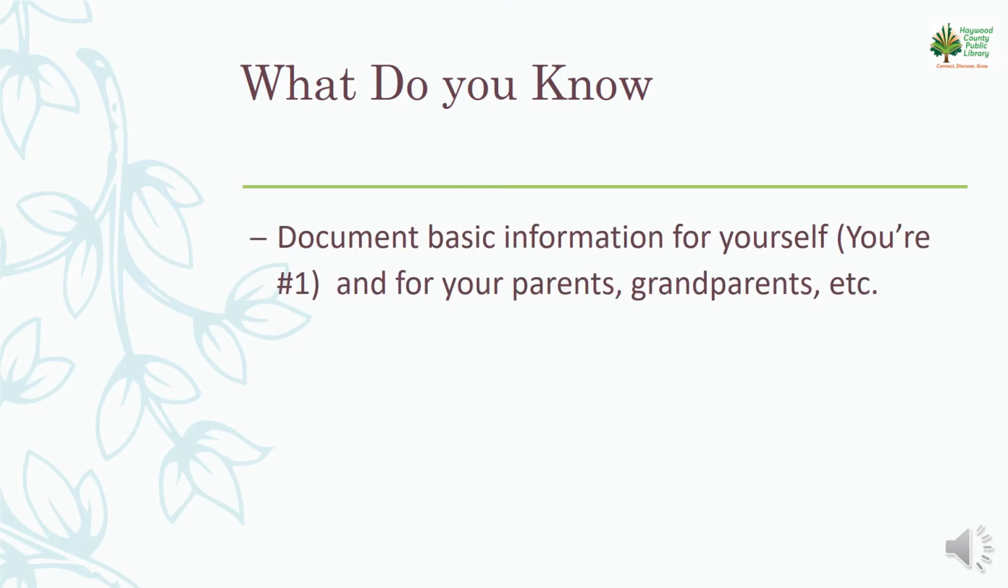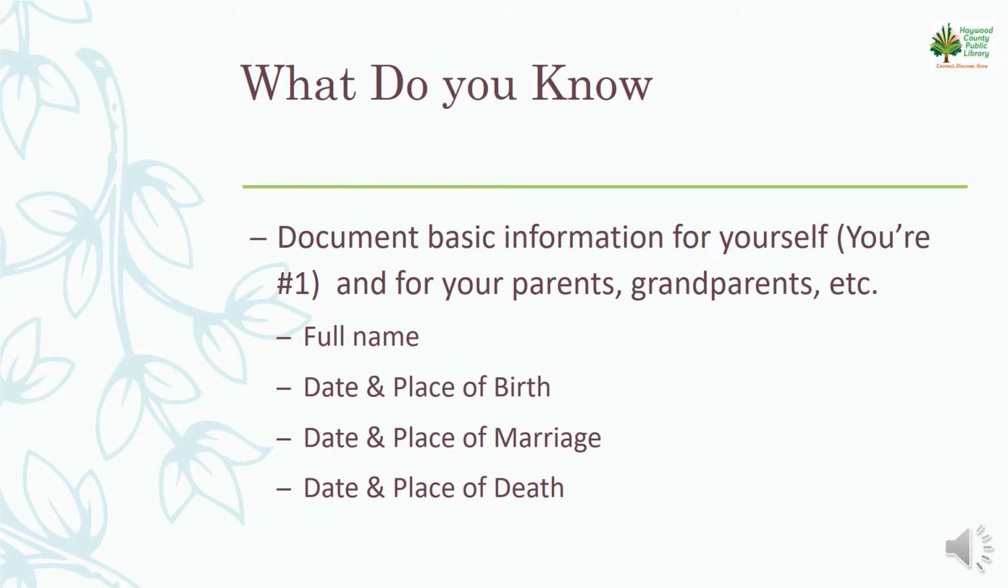So how do you go about figuring out what you don't know? First, you're going to write down the basic information for yourself. In most family history research, you are number 1. You're the center point from which you move back. And you're also going to write down the basic information for your parents. And if you can, go back to your grandparents. Write down what you know about your grandparents, maybe even your great-grandparents.